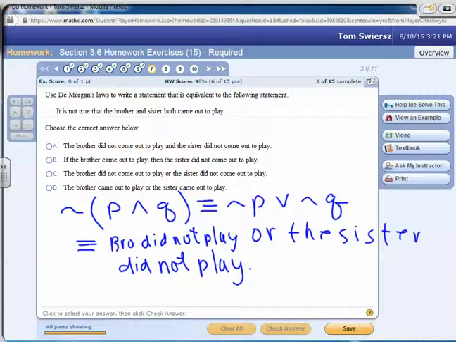So again, what are we looking for? The brother did not come out to play. There it is. Or, there's the word or, the sister did not come out to play. That's the negation of Q. And so this is definitely the correct answer. Negate each and change the and to an or. Okay, applying De Morgan's laws, so choice C would definitely be the correct answer.